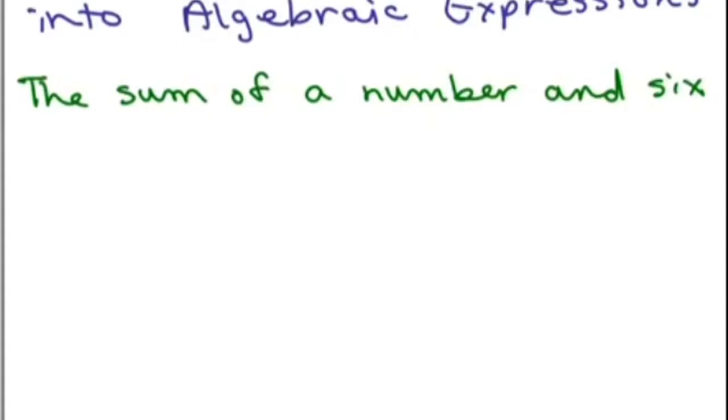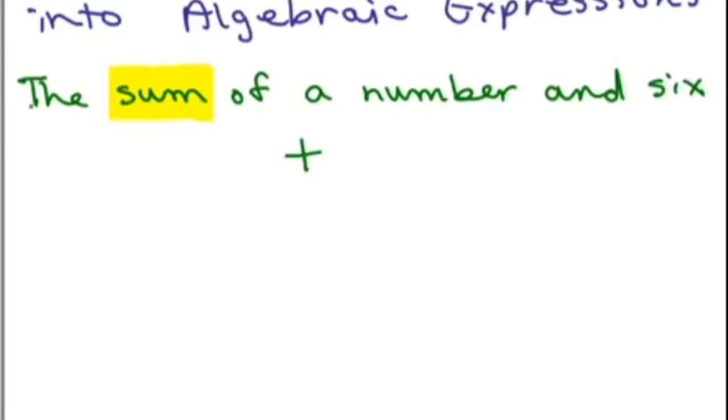We'll be translating verbal expressions into algebraic expressions, so there's some terms we need to know. The first one is sum. When you see the sum, that refers to addition. So when you see this word sum, it means we're going to be adding. Okay? Sum is the same thing as adding.